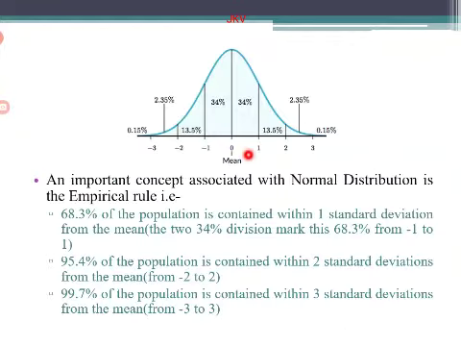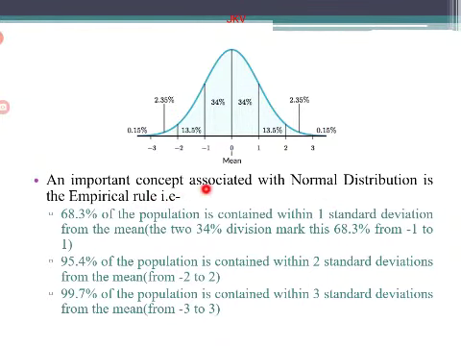Now this is the bell-shaped graph which we will obtain when we are plotting values of a normal distribution. So this usually follows a bell shape, and what I said earlier was that the midpoint will be the mean, or the 0 point will be the mean. Now the most important concept associated with normal distribution is the empirical rule.